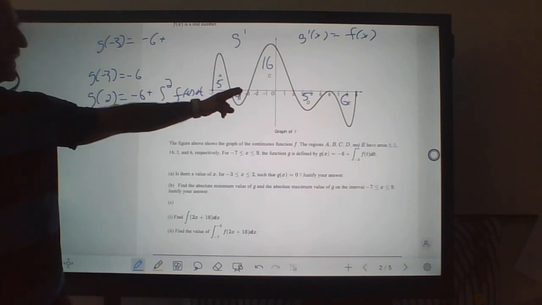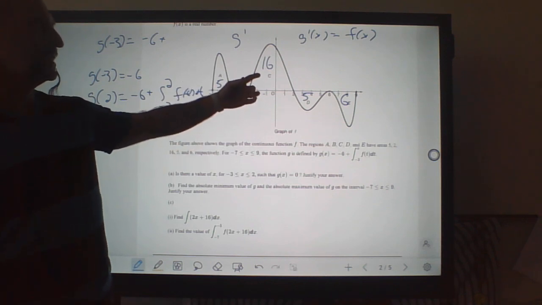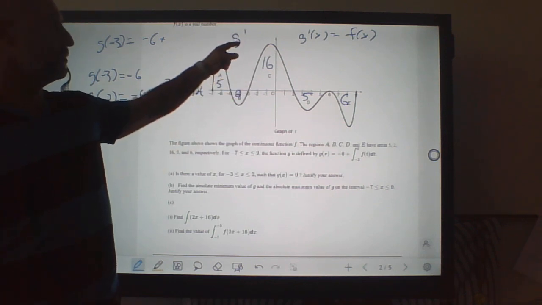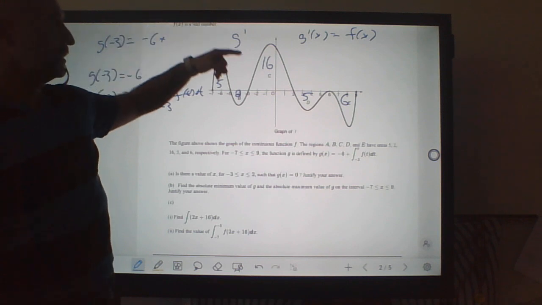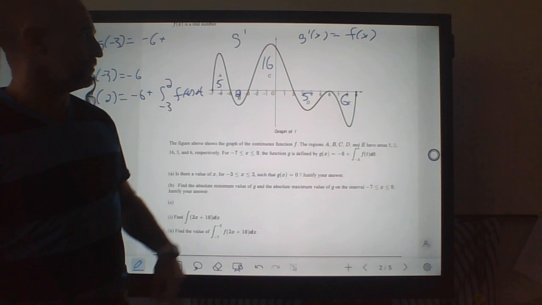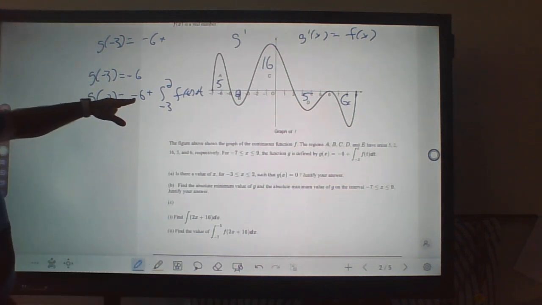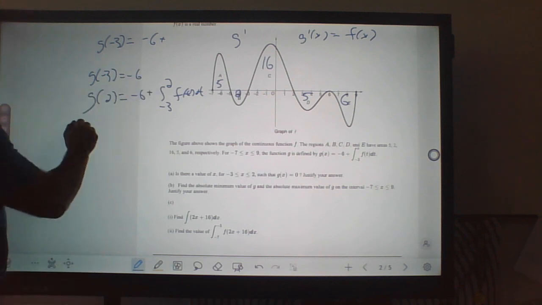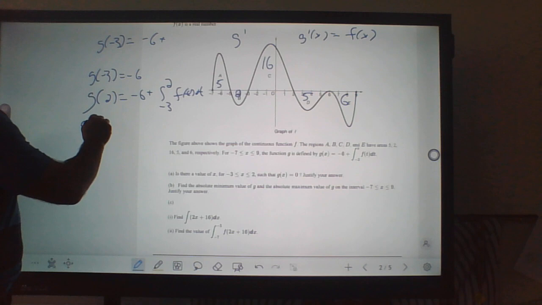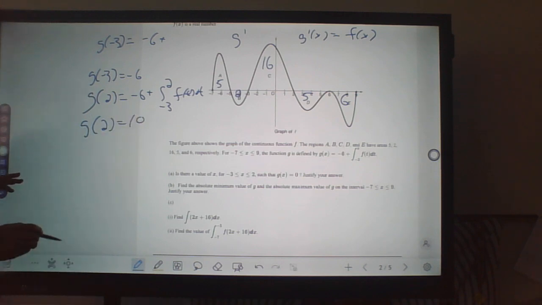So the net change from negative 3 to 2, that's one of the things the area under the curve gives us. The net change, not in g prime, but in the previous layer, g. The net change is 16, so we gained 16 from negative 3 to 2. Since we knew we had a negative 6 here already, negative 6 plus the net change, g of 2 equals negative 6 plus 16, or positive 10.